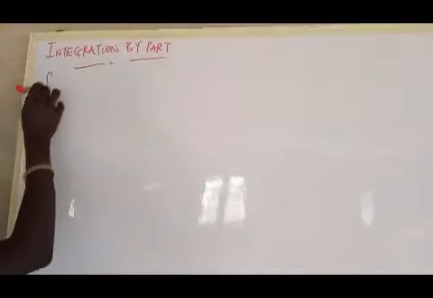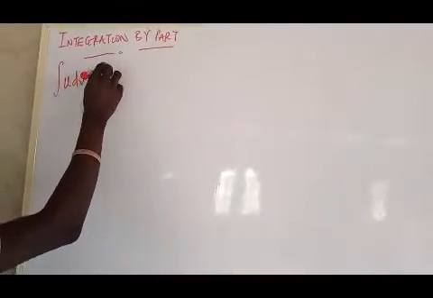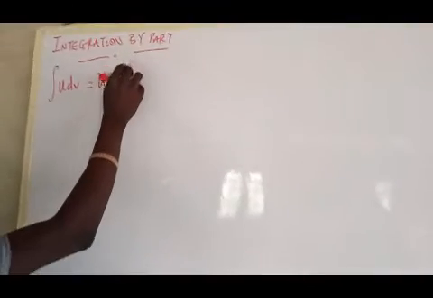So integration by parts is always in this form: integral u dv. So you will have your u and the derivative of your v. That's what you'll be given, and it has the formula uv minus integral v du.